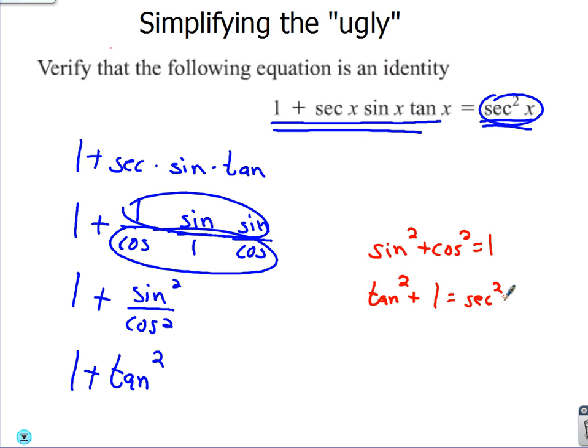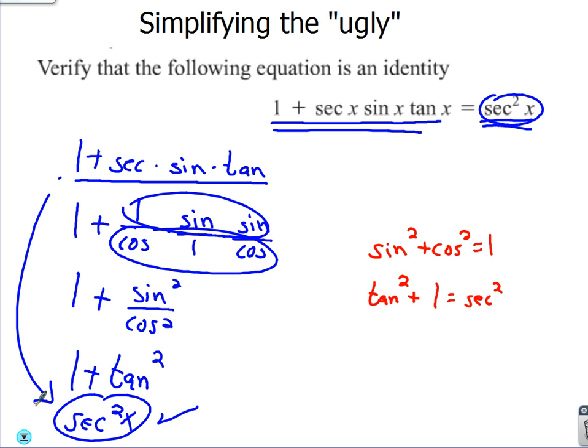So can I go from here, 1 plus tangent squared, and just say, oh, that's secant squared? Check. So therefore, is 1 plus secant times sine times tangent equal to secant squared? Yes, it is. We just proved that idea. Take what they give you. Take the ugly side of your identity and try to turn it into the clean side. Finished. Any questions about that?